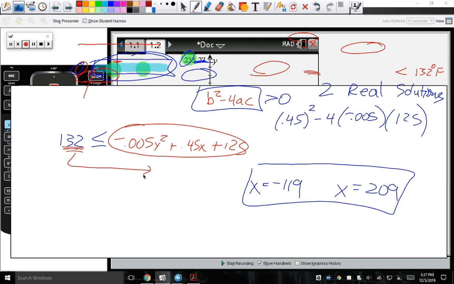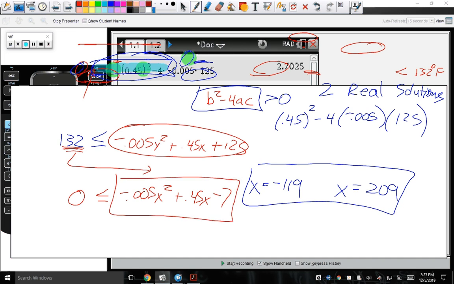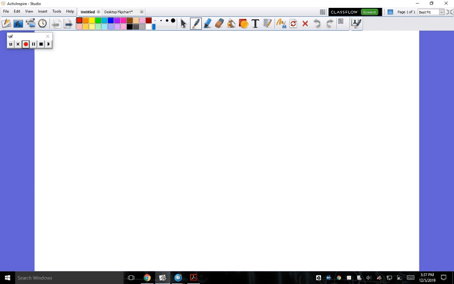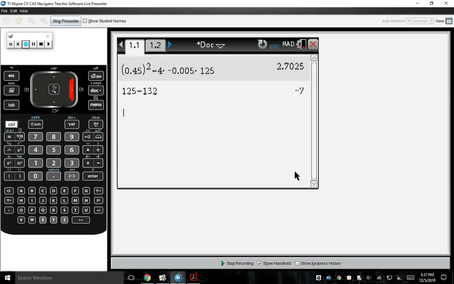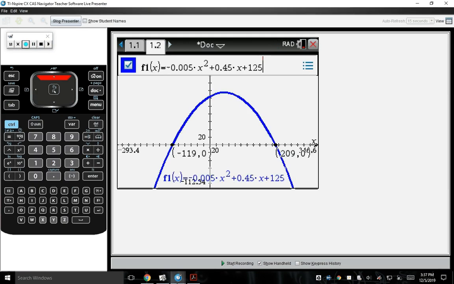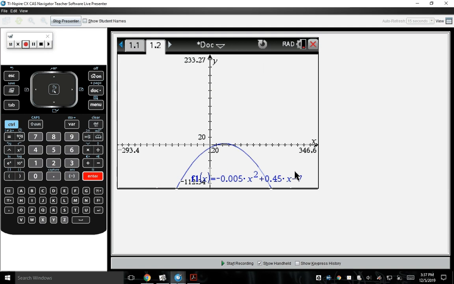You with me? So if I put 0 is less than or equal to negative 0.005x squared, we still have this, but we have a 125 that we would then subtract the 132. I should have really had a negative 7. Y'all with me? So let me quickly show you this by going back and changing that last number to a negative 7. Some of you may make a simple error like that, no worries. Just make sure that you account for it. And now you can go back and find the true answers that you were looking for.